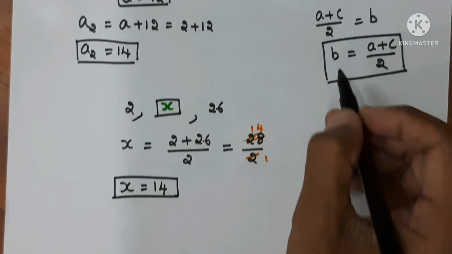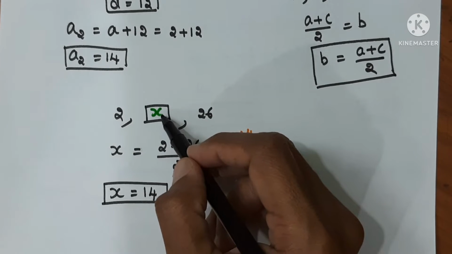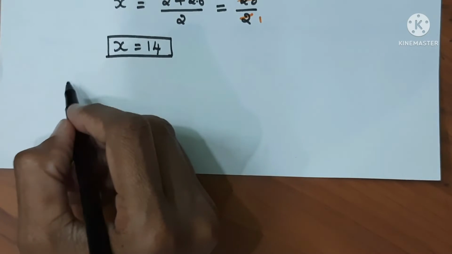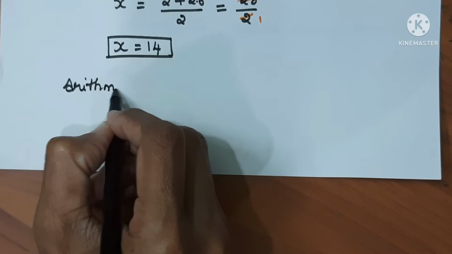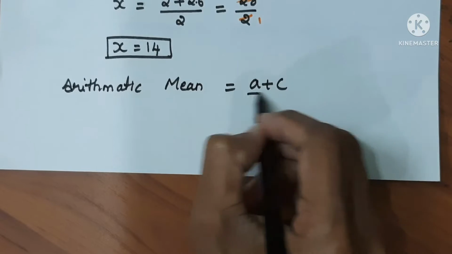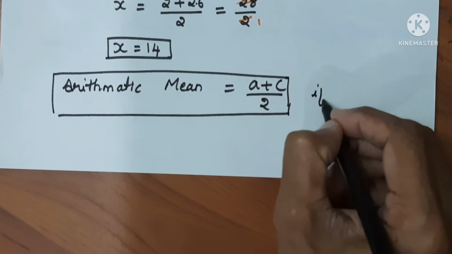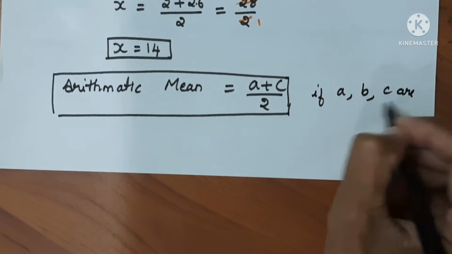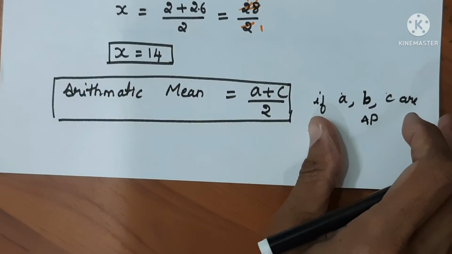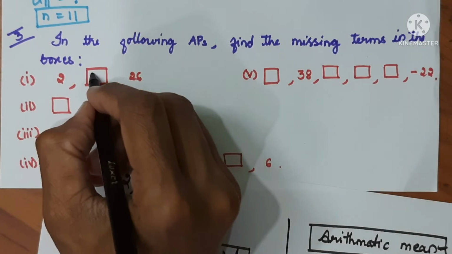In this way, using the arithmetic mean formula, you can find the value of the given box, the unknown value. You have to remember this arithmetic mean formula. One more important formula: arithmetic mean equal to A plus C by 2. This is the arithmetic mean formula, where if A, B, C are in AP, B will be the arithmetic mean of A and C. In this way, we can find the answer for this question. The answer to the first question will be 14.